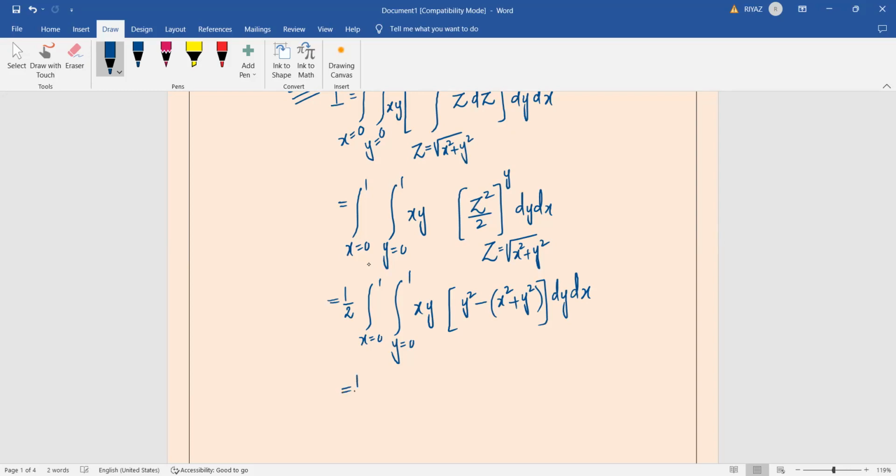This is equal to 1 by 2 into integral x is equal to 0 to 1, y is equal to 0 to 1 again. This xy must be as it is. This bracket, this is y square. We can multiply with the minus sign: minus x square, minus y square. And close it, dy and dx. So what cancels? Minus y square and plus y square cancel.